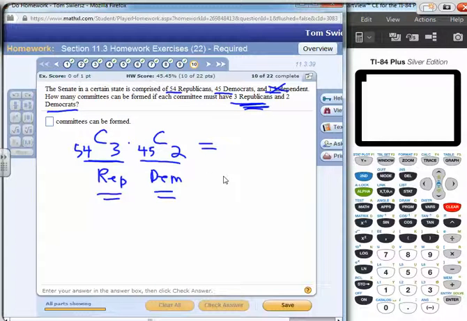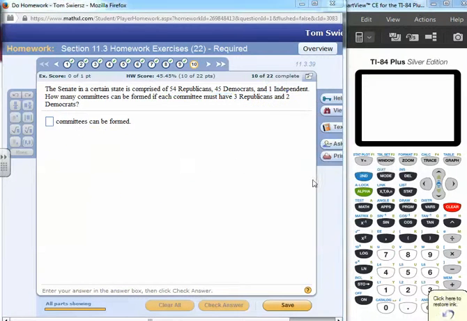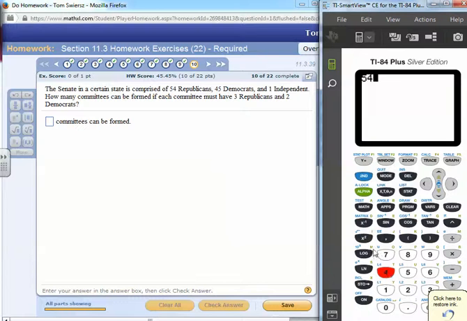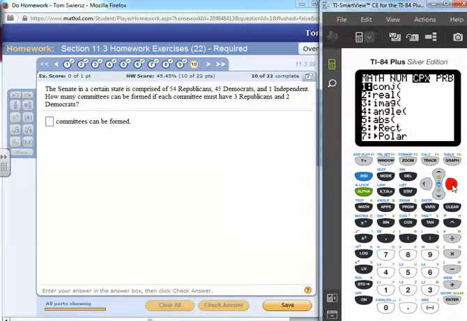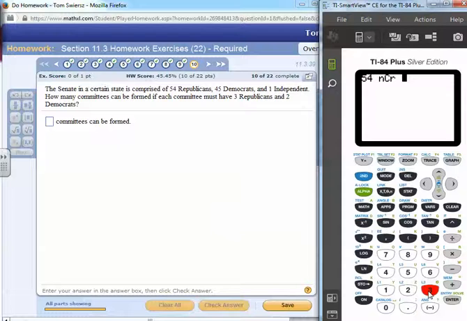Okay, so for Republicans, that's 54C3, right? So we put in 54, we go to math, and then we hit the right arrow 3 times, and then we choose number 3. It's a combination, order doesn't matter, and we're selecting 3 Republicans from a total of 54, right? So the number is 24,804.